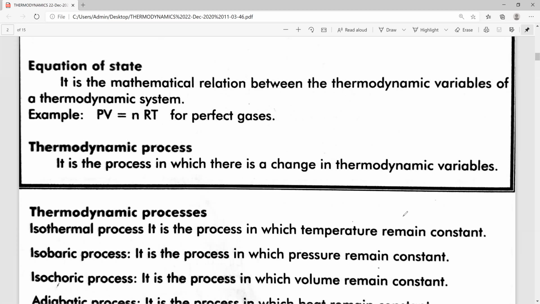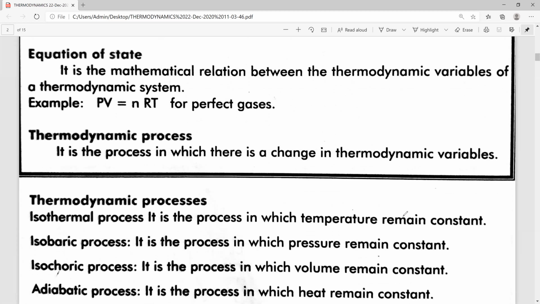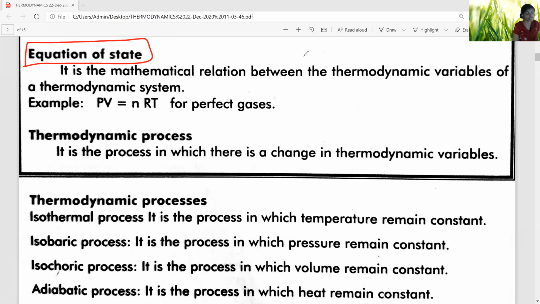So next we shall see equation of state. Equation of state, what is it? It is a mathematical relation between thermodynamical variables. Which ones? What do we call thermodynamical variables? Pressure, volume and temperature we call thermodynamical variables. So the relation between these three variables, temperature, pressure and volume, what do we call it?